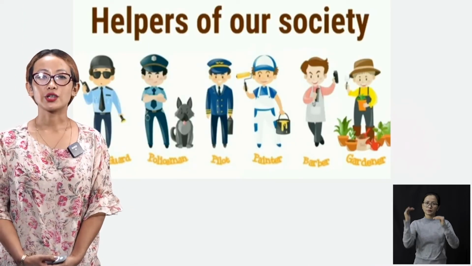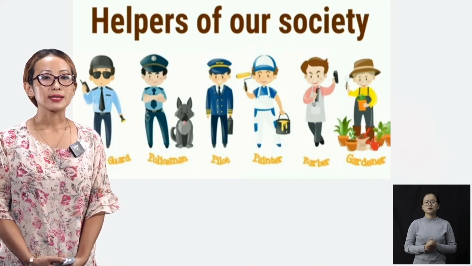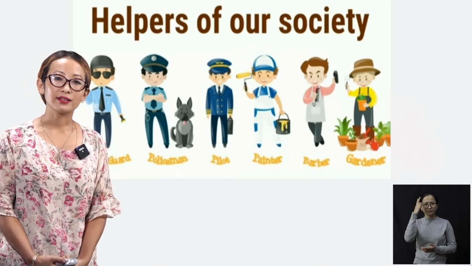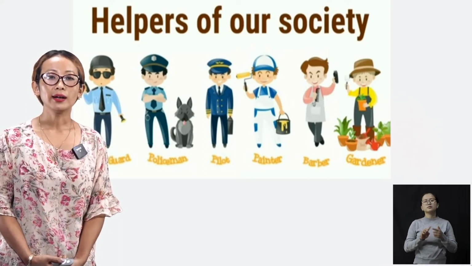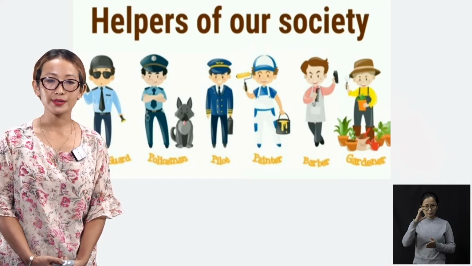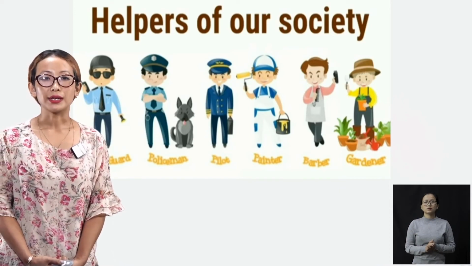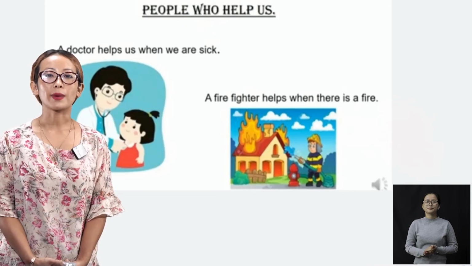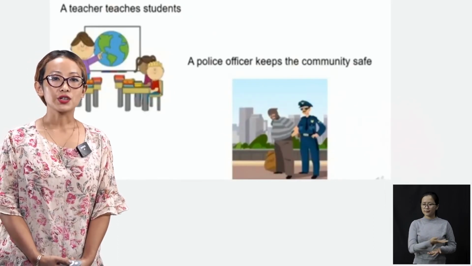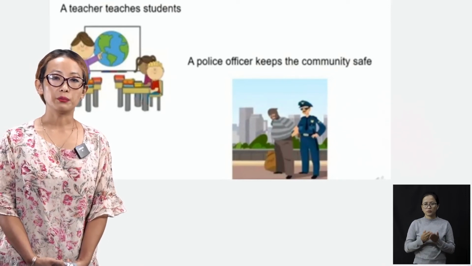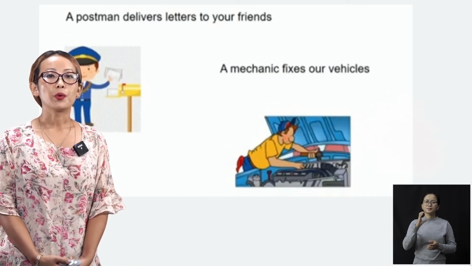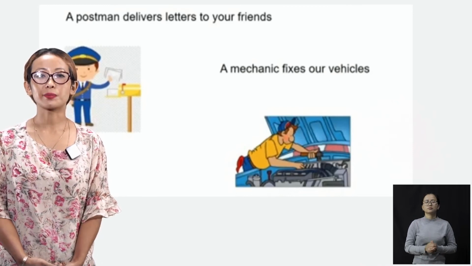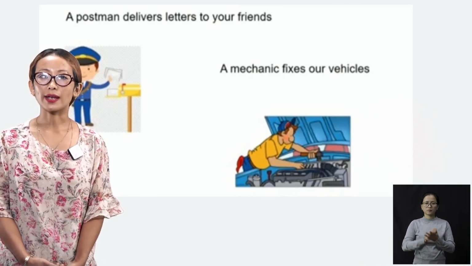So from the above discussions, I hope you all are clear that the community helpers such as a watchman, a doctor, a barber, a gardener, a nurse, etc. These people are called community helpers of our society. A doctor helps us when we are sick. A firefighter helps us when there is a fire. A teacher teaches in the school. A policeman keeps the community safe. A postman delivers letters to our friends. Oh, I forgot to tell you about the mechanic. A mechanic is a person who fixes our vehicles if our vehicle or car has a problem.